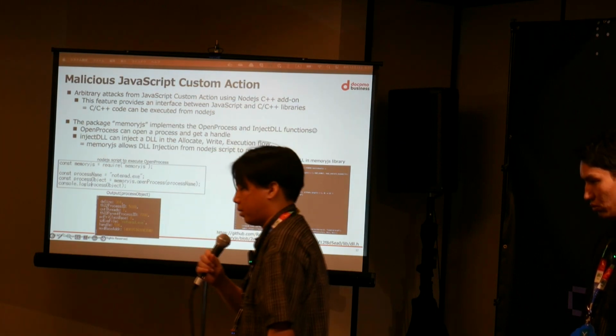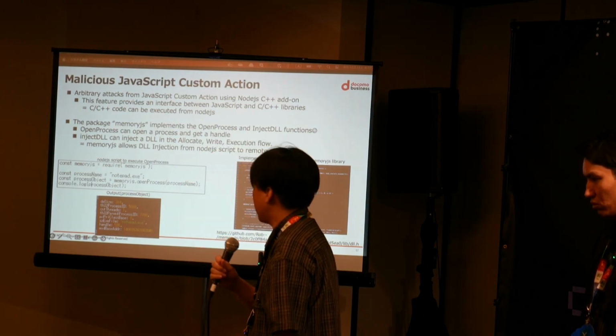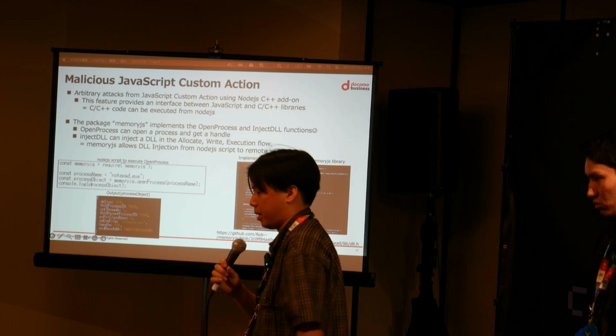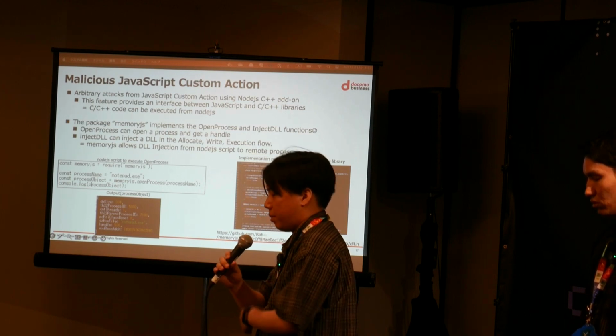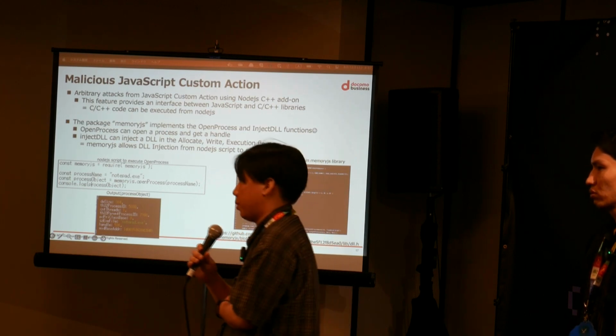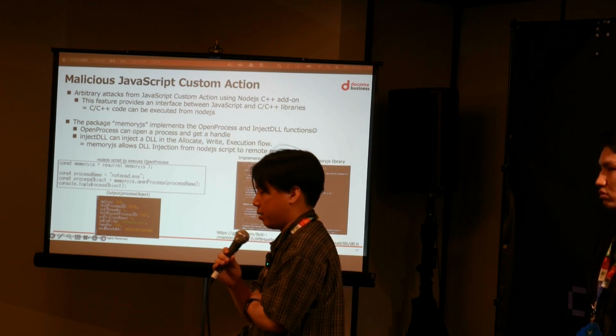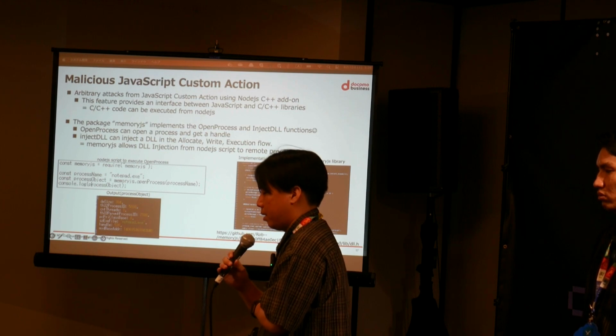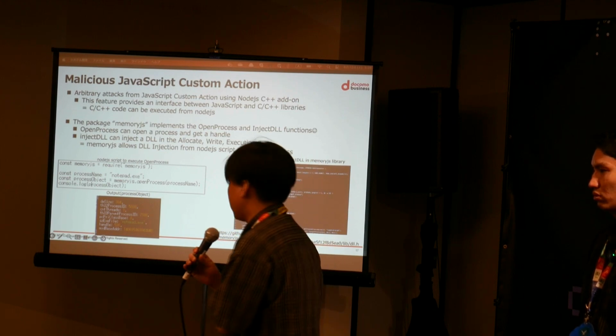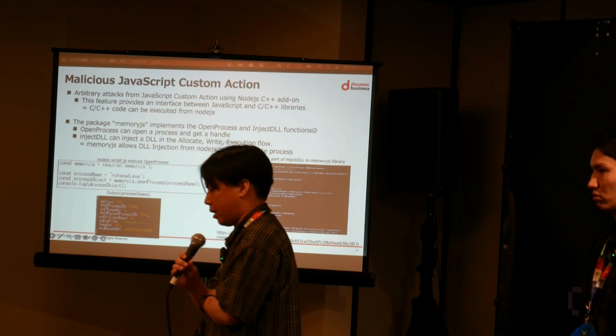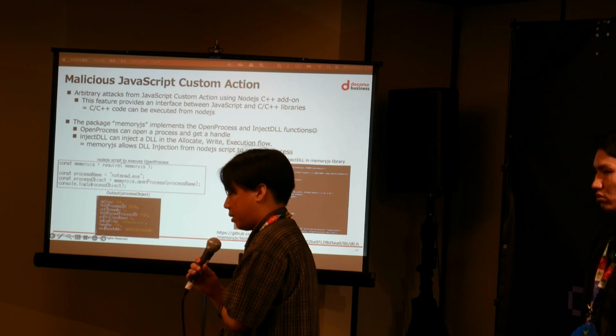So far, I have talked about the JavaScript version. Next, I will describe the JavaScript version. We have discovered attack techniques that exploit Node.js extensions. Node.js has an extension called C++ add-on. This one can be used for attack. We call this technique malicious JavaScript custom action.